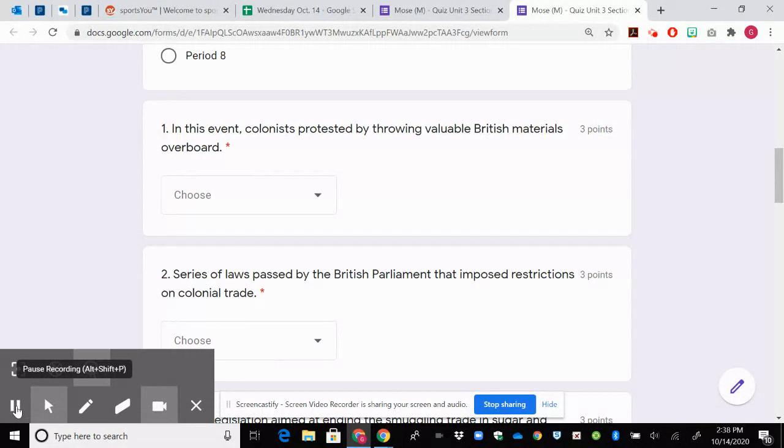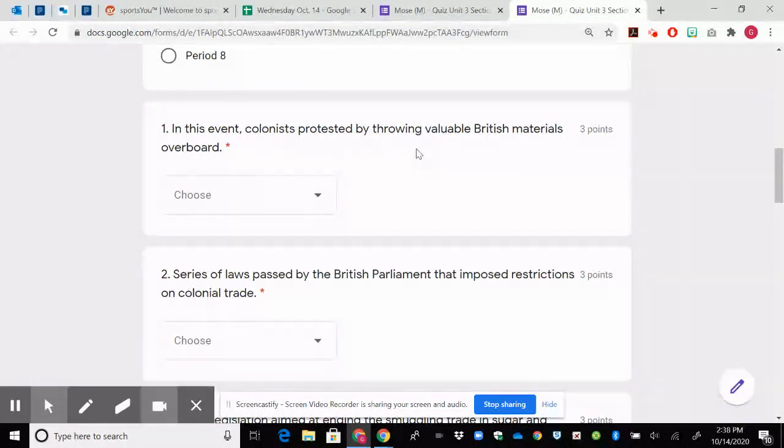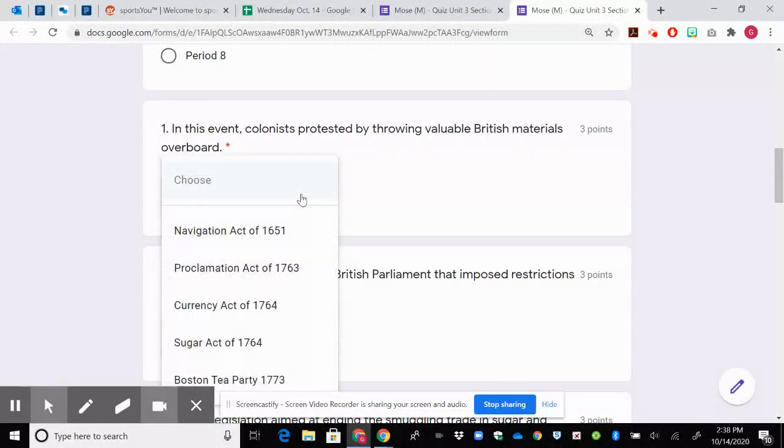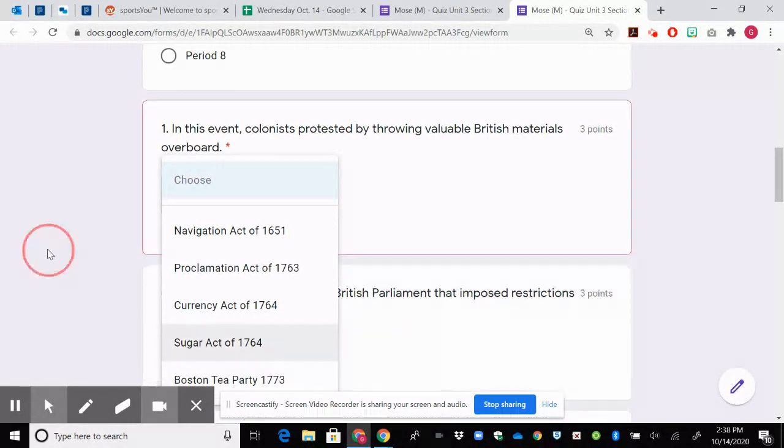In this event, colonists protested by throwing valuable British materials overboard. And your choices are the Navigation Act, Proclamation Act, Currency Act, Sugar Act, or the Boston Tea Party.